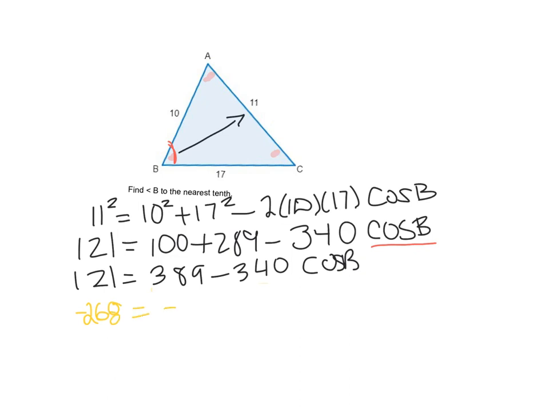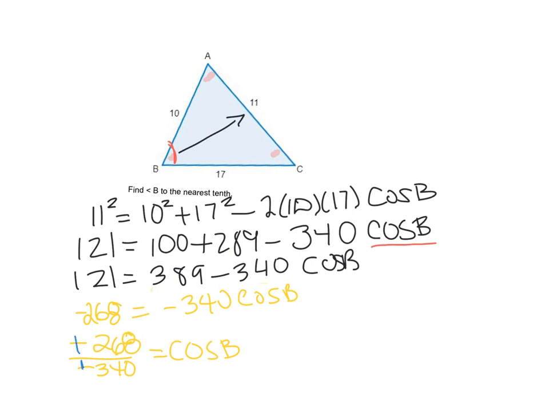And that's equal to negative 340 cos of B. Then I'm going to divide by the 340. So now I have negative 268 all over negative 340 equals cosine of B. At this point, the negative and a negative turn into a positive, so I'm just going to write that for the heck of it.